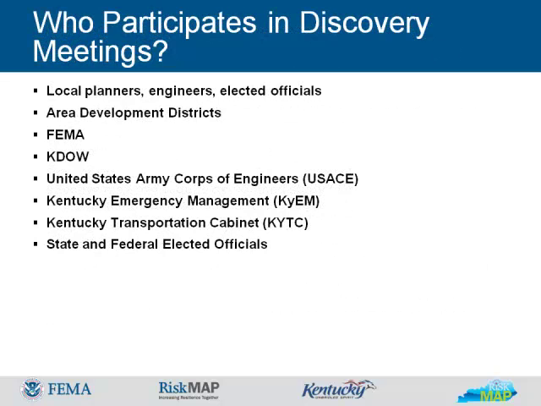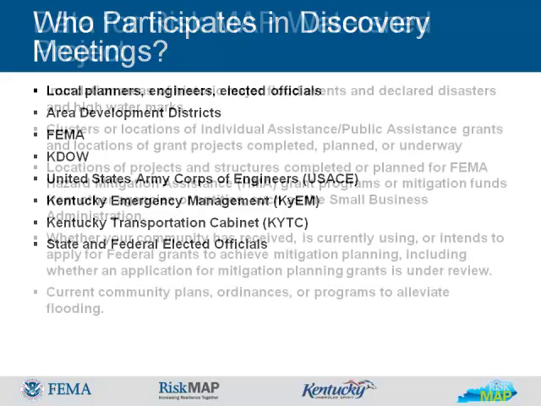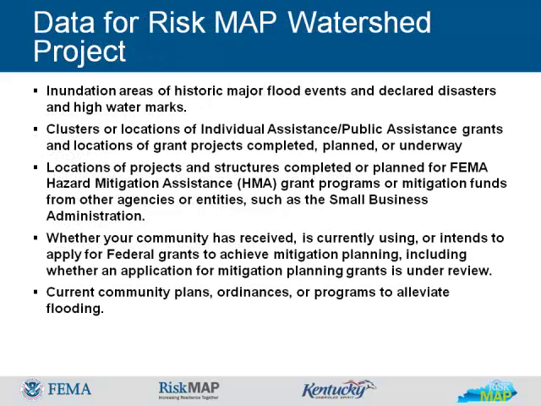This slide illustrates some of the participants in the discovery process: local agencies, area development districts, FEMA, Kentucky Division of Water, the Army Corps of Engineers, Emergency Management, Transportation Cabinet, and state and federal elected officials. The discovery of available data would include investigation of available topographic data, aerial imagery data, engineering studies, and other data useful for the production of Risk MAP products. Regions are to make use of partner-supplied data wherever possible.